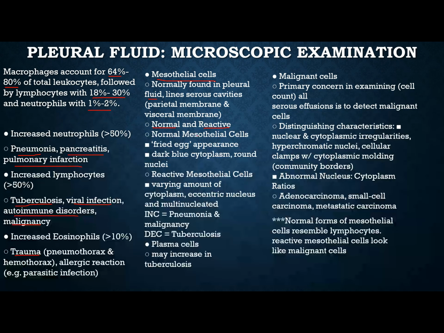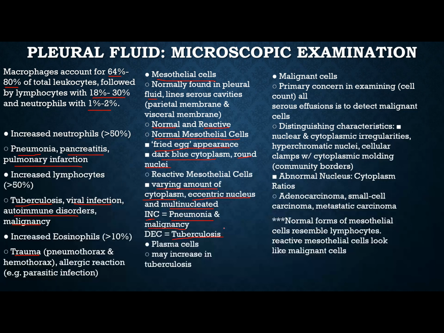So for you to differentiate them, take note of the characteristics. Kapag normal, if it's a normal mesothelial cell, it would have a fried egg appearance, dark blue cytoplasm, and round nuclei. If it's a reactive mesothelial cell class, it has a varying amount of cytoplasm, an eccentric nucleus, and usually multinucleated. So if you have an increased reactive mesothelial cell, you can either have a pneumonia or worst case, you have cancer or malignancy. And if you have decreased reactive mesothelial cell or decreased mesothelial cell, meron kang tuberculosis.